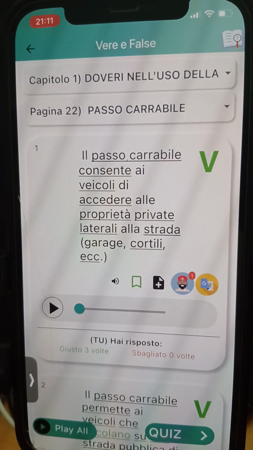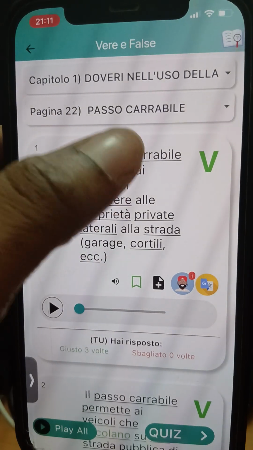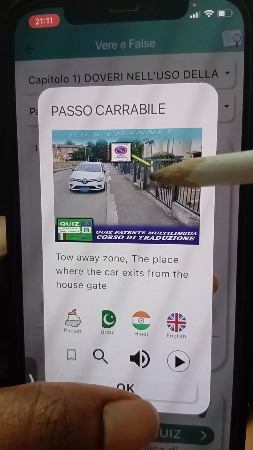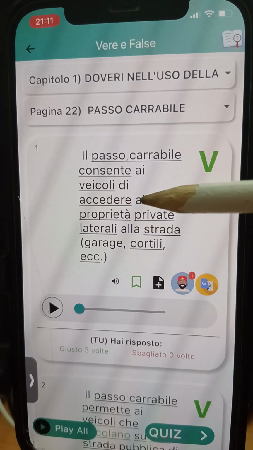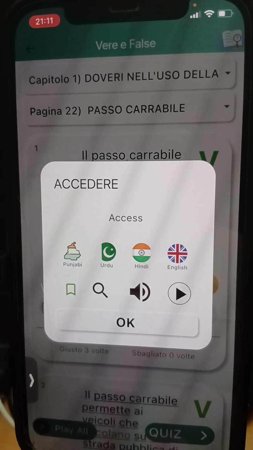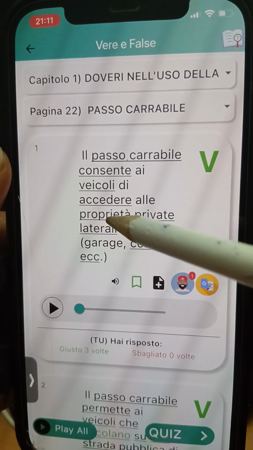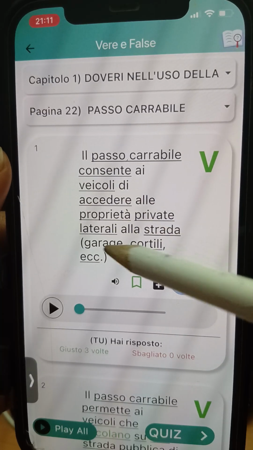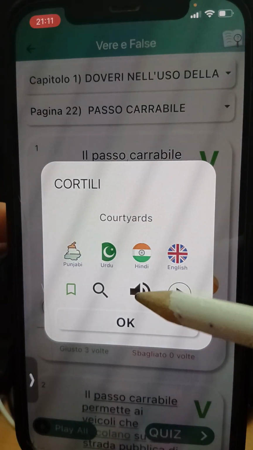Il passo carabile consente ai veicoli di accedere alle proprietà private laterali alla strada, garage, cortili, eccetera. E say passo carabile, which is this tow away zone, e allow vehicles to access their private property by the side of the road. Garage. Cortile means courtyard.